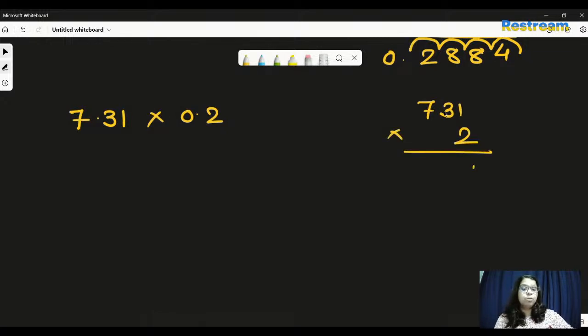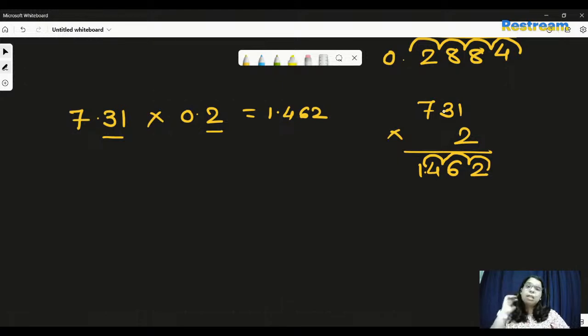It's straightforward. 2 times 1 is 2, 2 times 3 is 6, 2 times 7 is 14. Now if you see, we have 1 decimal place over here and 2 decimal places here. So we are going to take 1, 2 and 3. So 7.31 multiplied by 0.2 is going to give you 1.462.